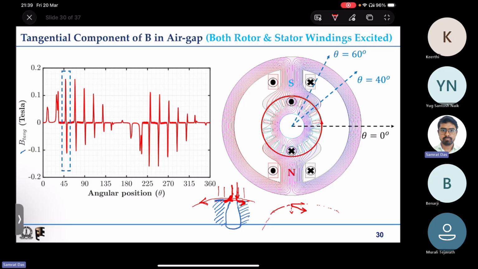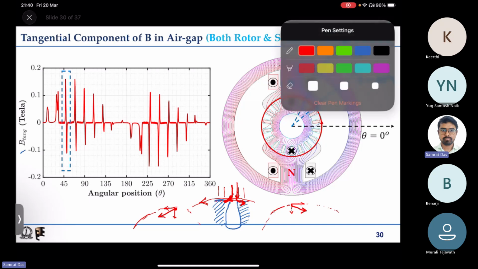On the other hand, if the flux density near these other teeth is like this, then there is a strong radial component, and there is some tangential component also. This tangential component with respect to the circle is in the anti-clockwise direction, so it is positive. So wherever you have any edge, especially if you have slots, then at the slot opening, on one side you expect some positive edge, and on the other side you expect some negative edge. That is what you can see here.